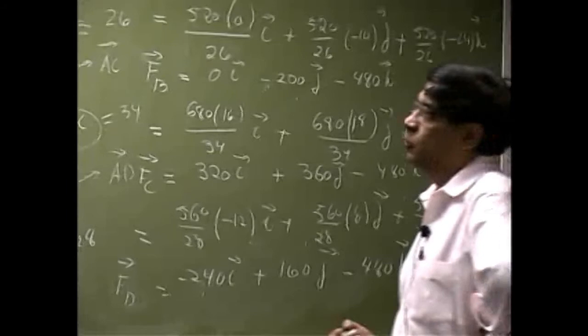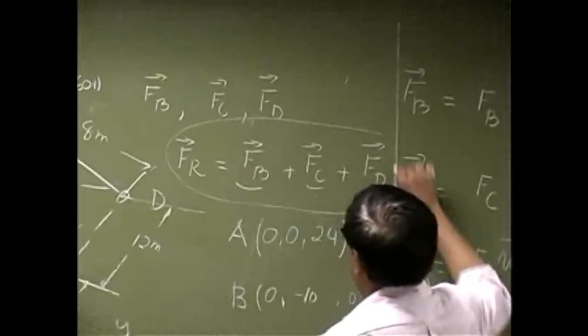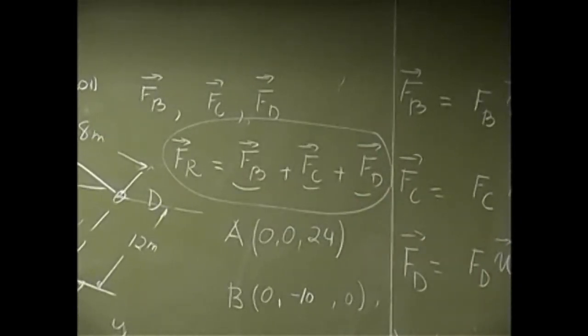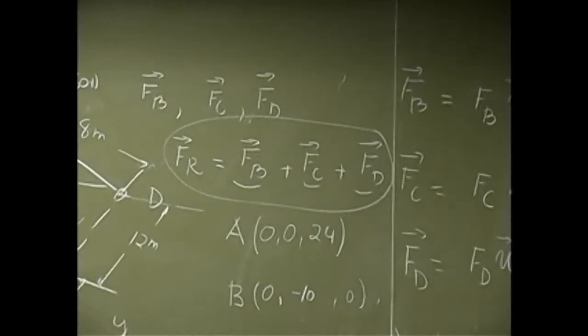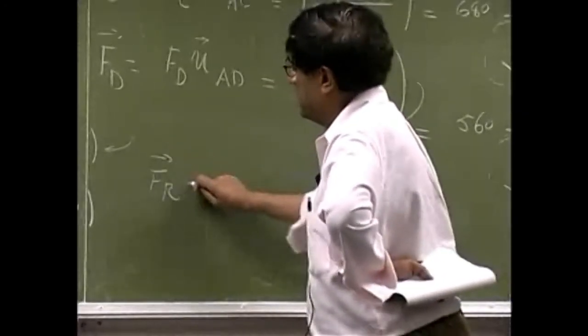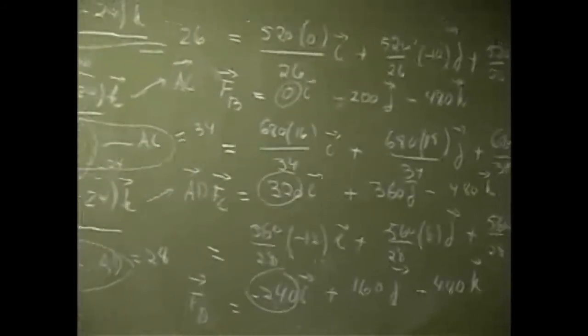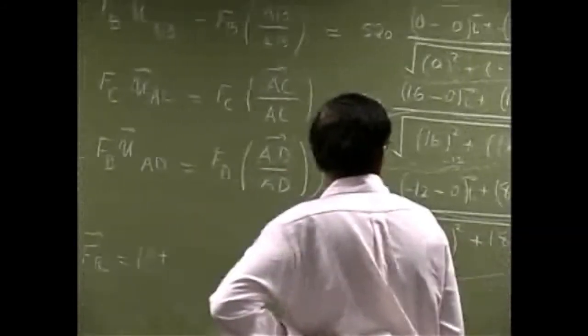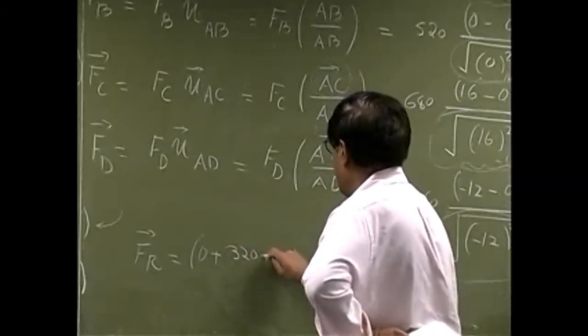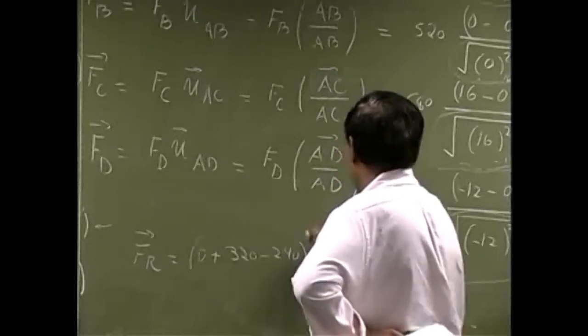Then we go back to the very first equation I wrote, which means we're going to use this equation. We're going to add every force vector. So if I want to use that equation, we go Fr, and then we add this, this, and this. All the x components are coming out of that equation. You're looking at 0 plus 320 minus 240 times of i.